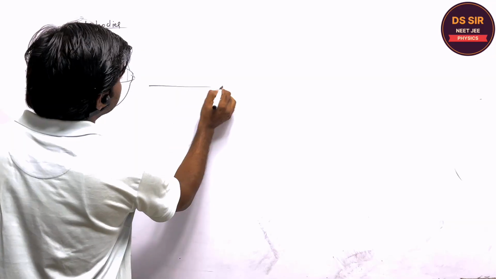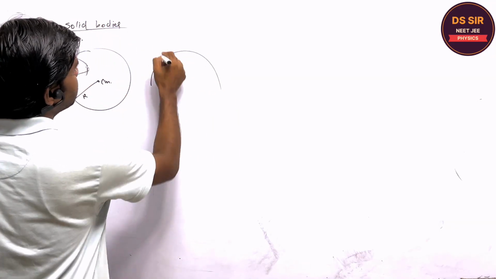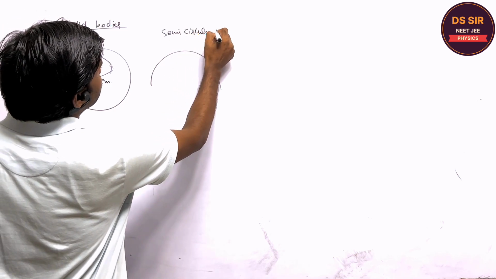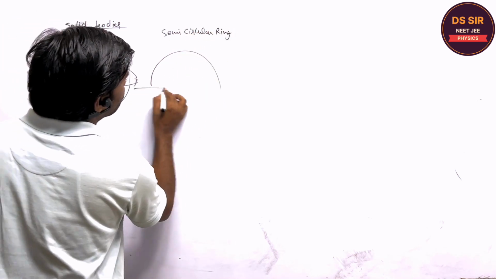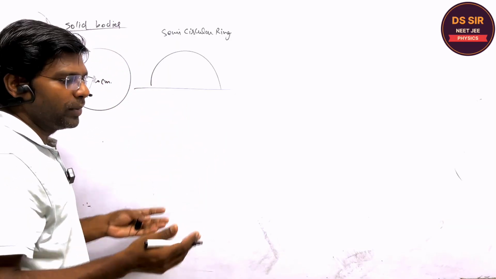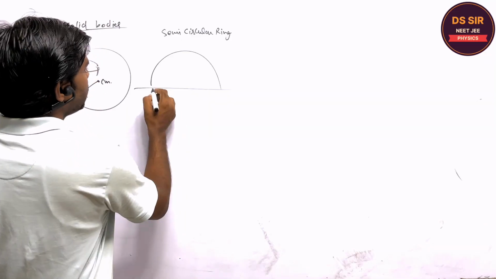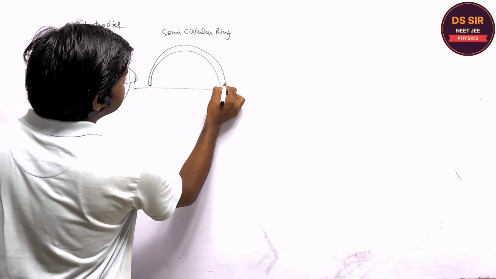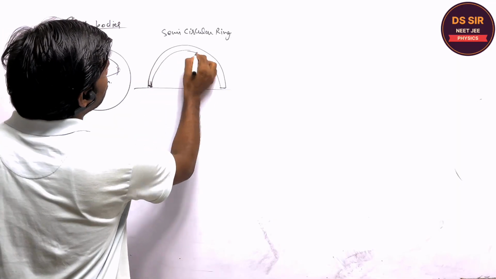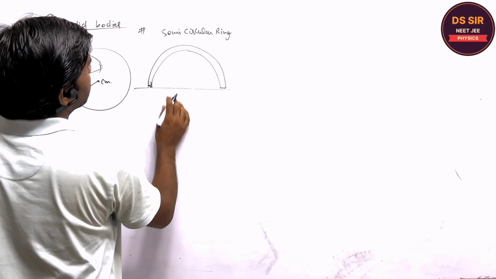But if I cut this ring into two parts, like this, it is a semicircular ring. So where is the center of mass? Do you know? Although there are so many different bodies and you have to remember, for a few bodies we can find the center of mass. Although we know 2r upon pi, we will try to derive it for this semicircular ring.